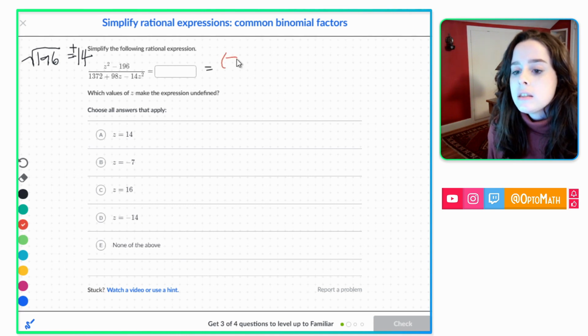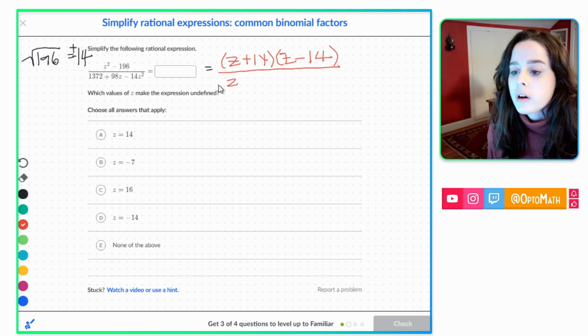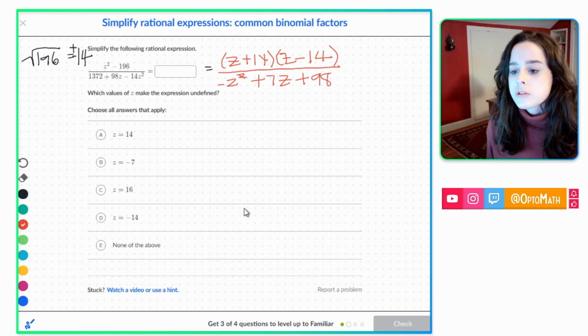It's going to be z plus 14 times z minus 14. Okay, in our denominator, we're going to have z squared, or actually it's negative z squared, plus 7z plus 98. And I just used a calculator to figure out those numbers.